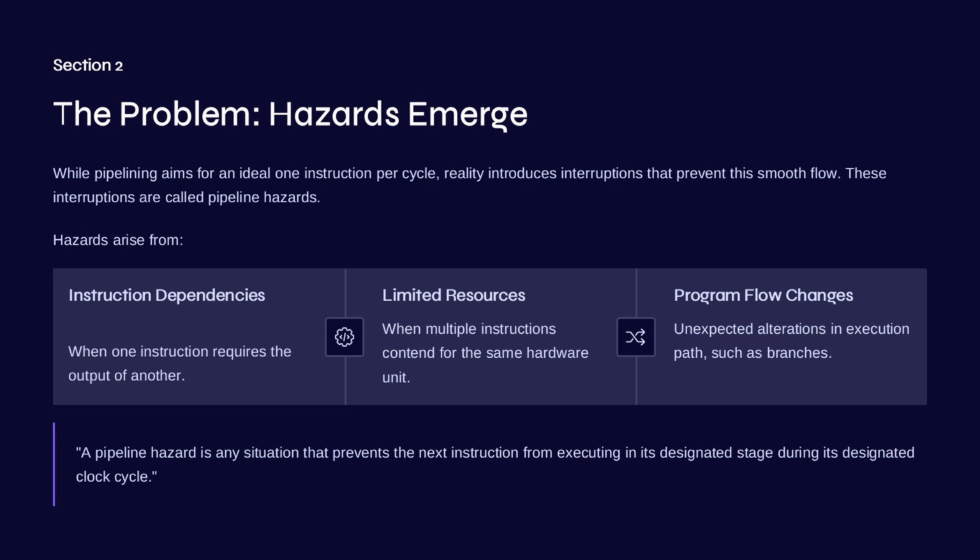Formally, a pipeline hazard is any situation that prevents the next instruction in the instruction stream from executing in its designated pipeline stage during its designated clock cycle. Think of it as traffic congestion on a highway with dedicated lanes. When one car has to slow down or switch lanes, everyone behind it gets affected.